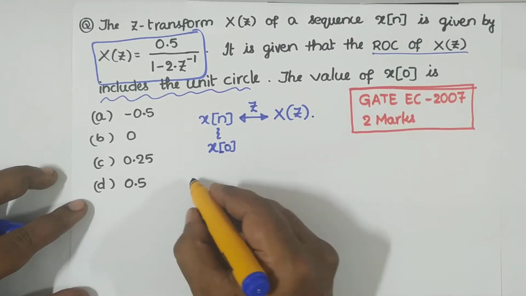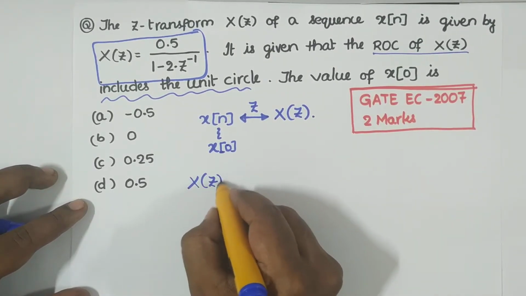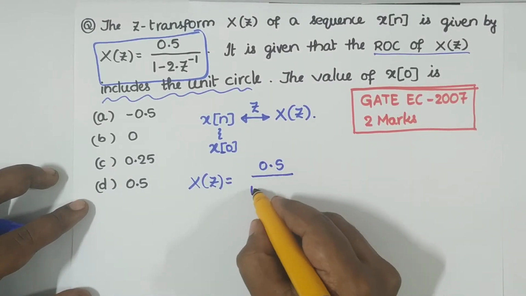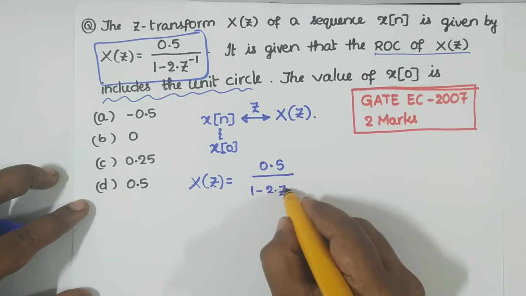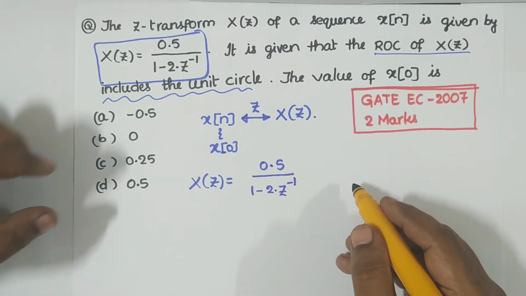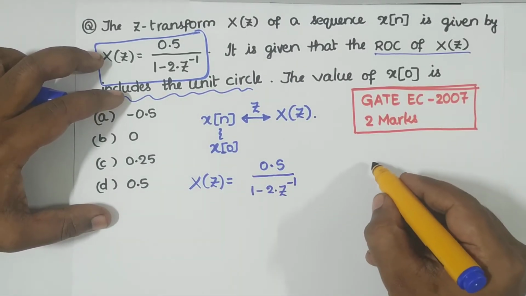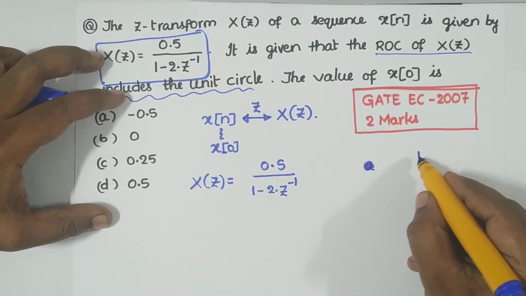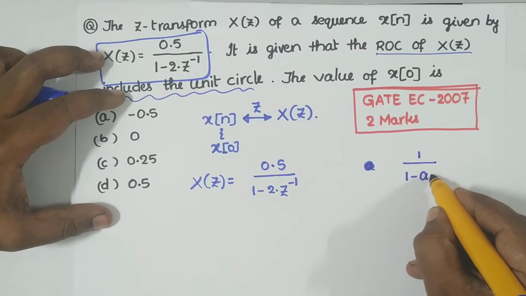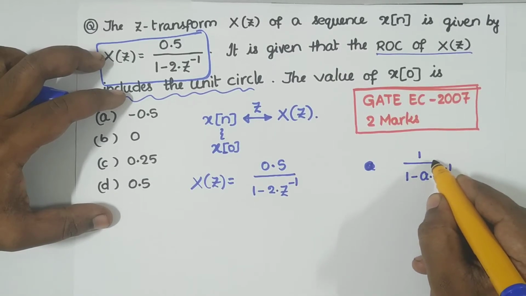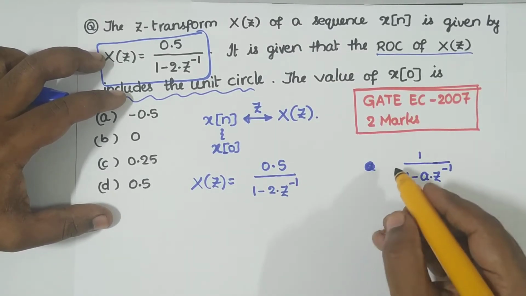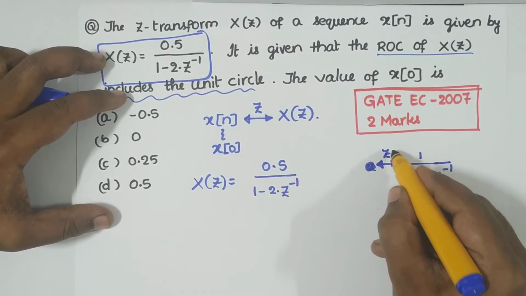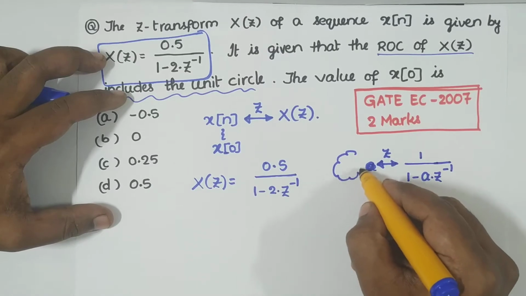So given X of z is equal to 0.5 over 1 minus 2 z power minus 1. This is of what form? See, actually what we have is this. For example, you have 1 over 1 minus a multiplied by z power minus 1. Now if I take its inverse Z transform, then what must be the time domain signal?